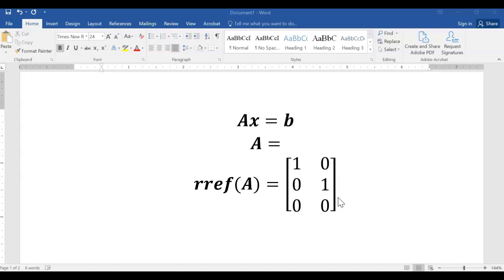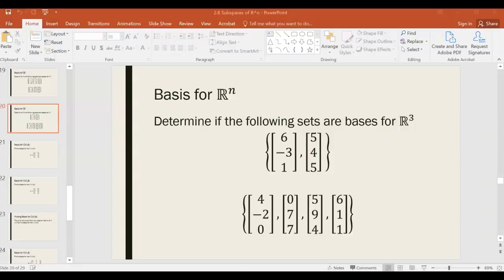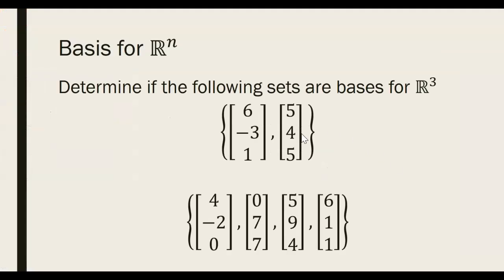So because this matrix only had 2 vectors in its columns, those 2 vectors could not be a basis for R3. So for R3, 2 was too few.